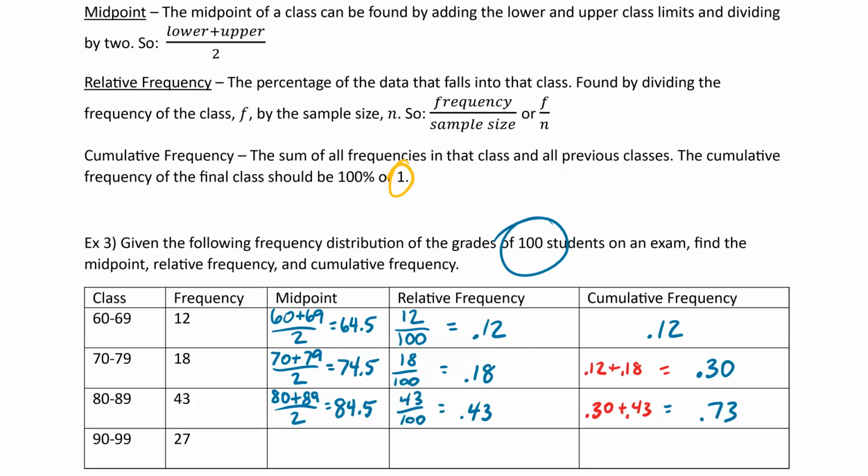All right, last time. This is going to be 90 plus 99 over 2, so 94.5. The relative frequency is going to be 27 over 100, so 0.27. And lastly, we are going to do the previous cumulative frequency, 0.73, add our 0.27, and in this case, we get exactly 1, which is kind of like a check for us that we know we probably did that part right.